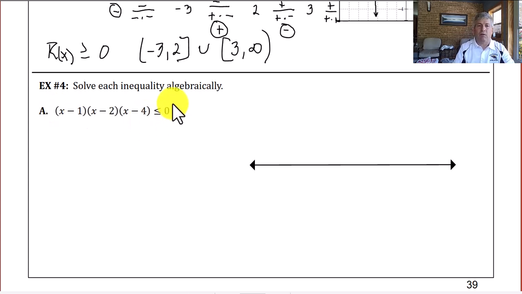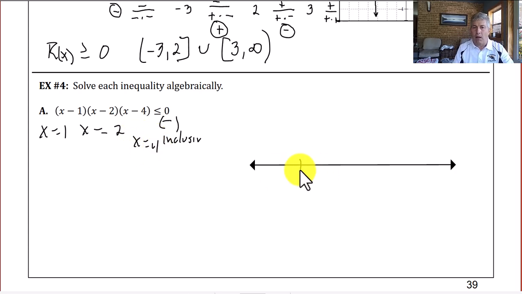Example 4, we've got a polynomial function that's already factored. This isn't even a rational function, it's just a polynomial. And we want the factors to be less than or equal to 0. So we want negative values, and it's going to be inclusive. We have critical points at x equals 1, x equals 2, and x equals 4. So I'll plot 1, 2, and 4. And then we'll do our sign chart.